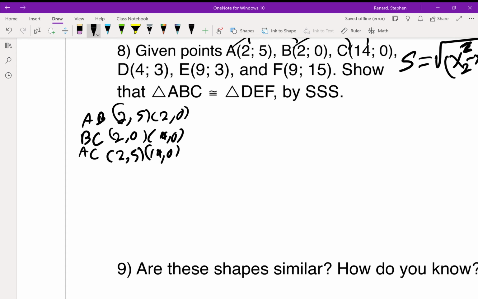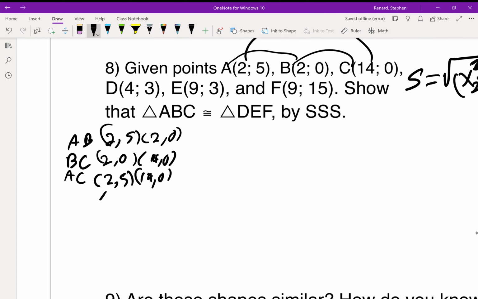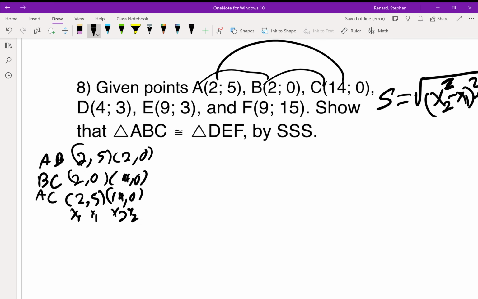Luckily, we have a lot of straight lines here, so if I was drawing this on a graph, it would be a lot easier. You'll see what happens. This row right here is my x1, y1s. The other ones are my x2, y2s. So let's get going on distance.